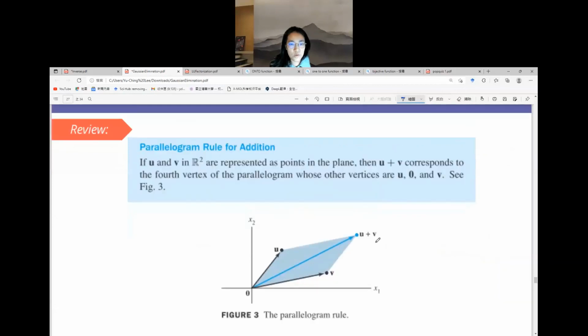And in the previous example, the process we use is called the parallelogram rule for addition. If U and V are two vectors corresponding to two points in the plane, then U plus V will be the fourth vertex of the parallelogram. Parallelogram means 平行四边形, and there are 4 vertices in this parallelogram. 平行四边形有4个角，那其中3个角分别是原点、U and V.